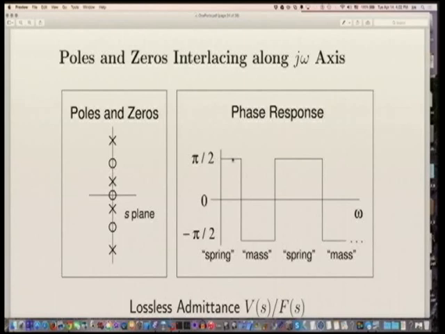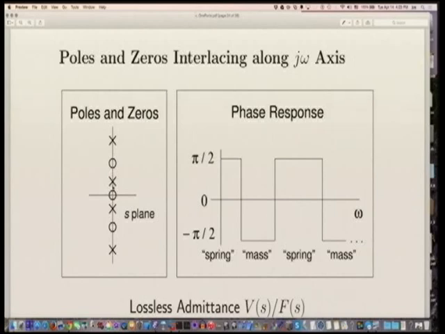I'm just coming out of DC with a plus 90 phase shift, so I'm looking like a spring. This is the admittance, and therefore plus 90 looks like a spring. Now, I can't hit another zero, because if I did, I would go farther up, and that would be out of bounds. That would not be passive. So since I came out of a zero, I have to hit a pole next.